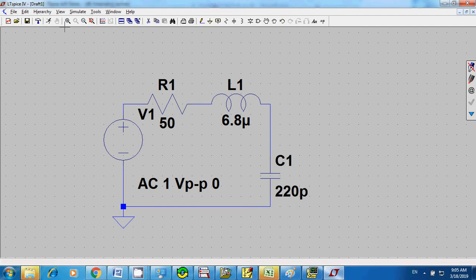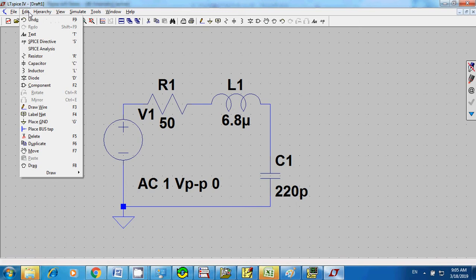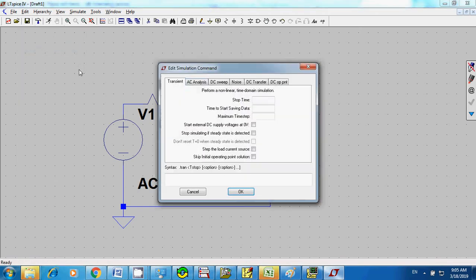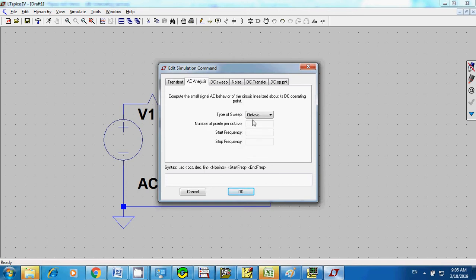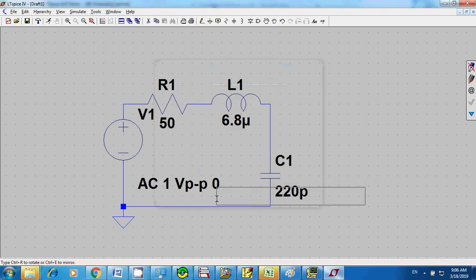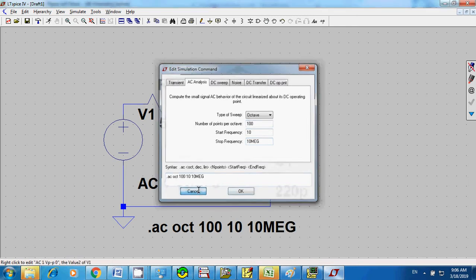Now you're ready for the simulation, but you need to go to setup first. You go to the main menu, Edit, and SPICE analysis. So you go to AC analysis because you want to see your frequency response. The type of sweep has to be octave. Number of points per octave, let's say 100, doesn't matter. Start frequency, I'm going to put 10 hertz, and you end up with 10 MEG. So the AC analysis type of sweep is octave, number of points per octave is 100, start frequency is 10, and stop frequency is 10 megahertz. You click OK, and you place the details right down here.